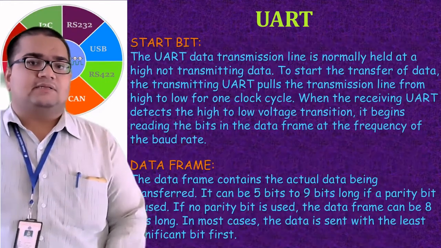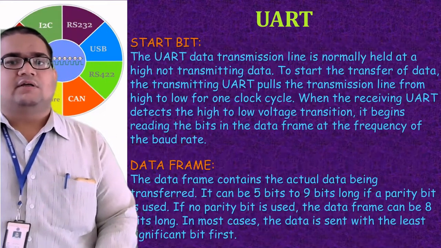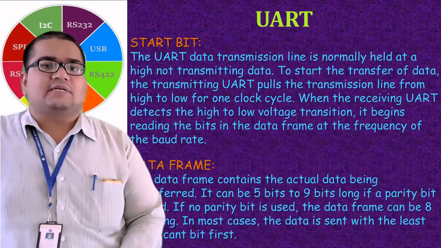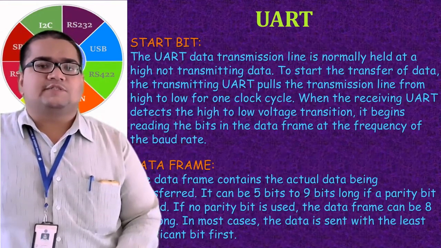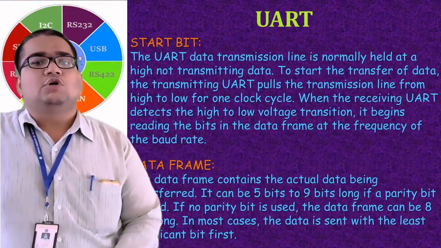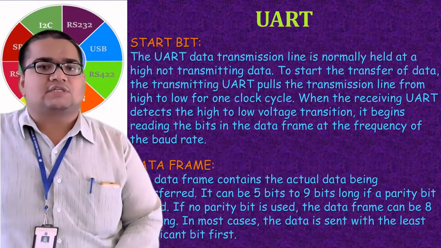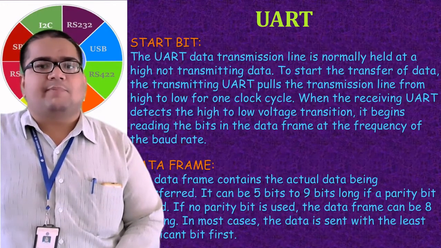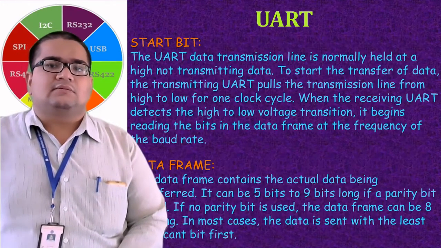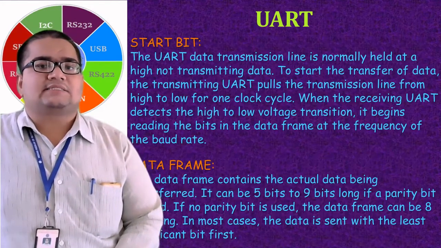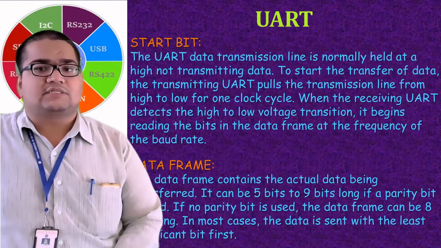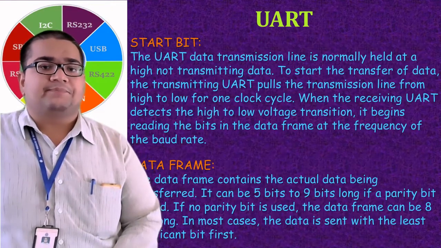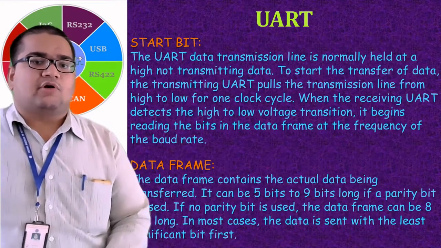So what exactly is a start bit? The start bit indicates the start of communication from the transmitter side. The UART data transmission line is normally held high when not transmitting data. To indicate that it starts transmitting, the TX line from the transmitting side will be pulled low. The receiving UART detects the high to low voltage transition, and it begins reading the data coming from the TX pin at the particular frequency of the given baud rate.